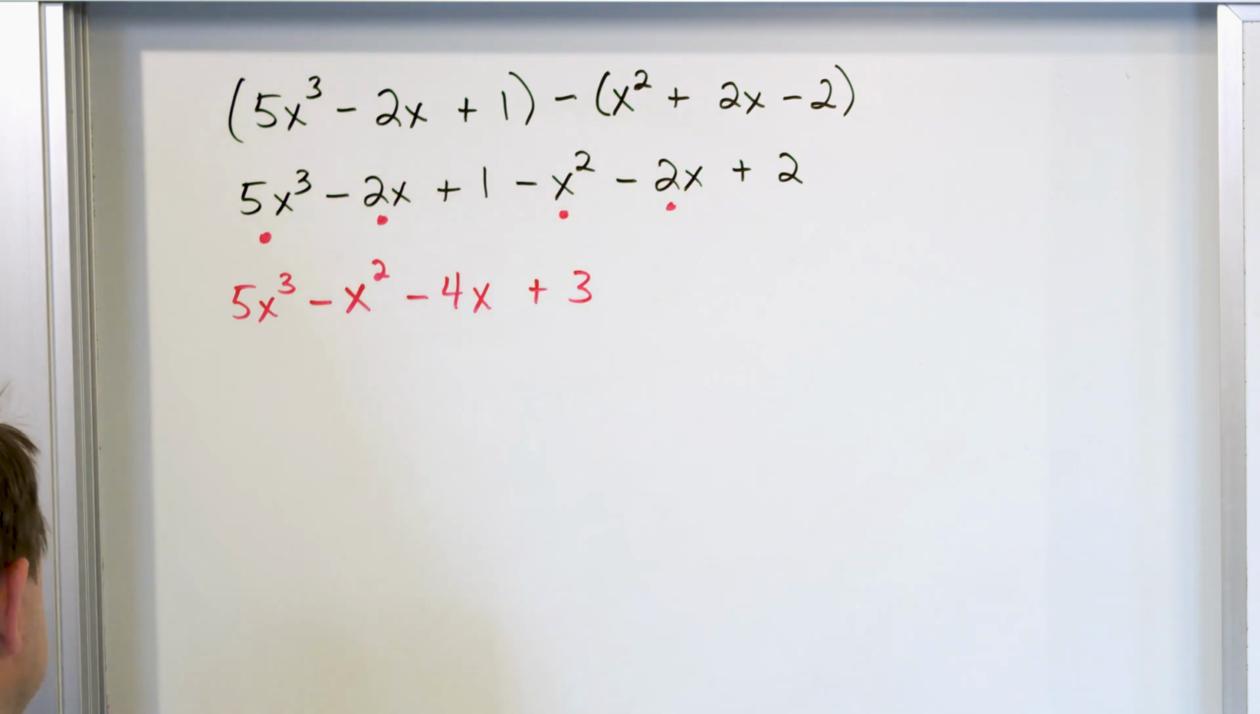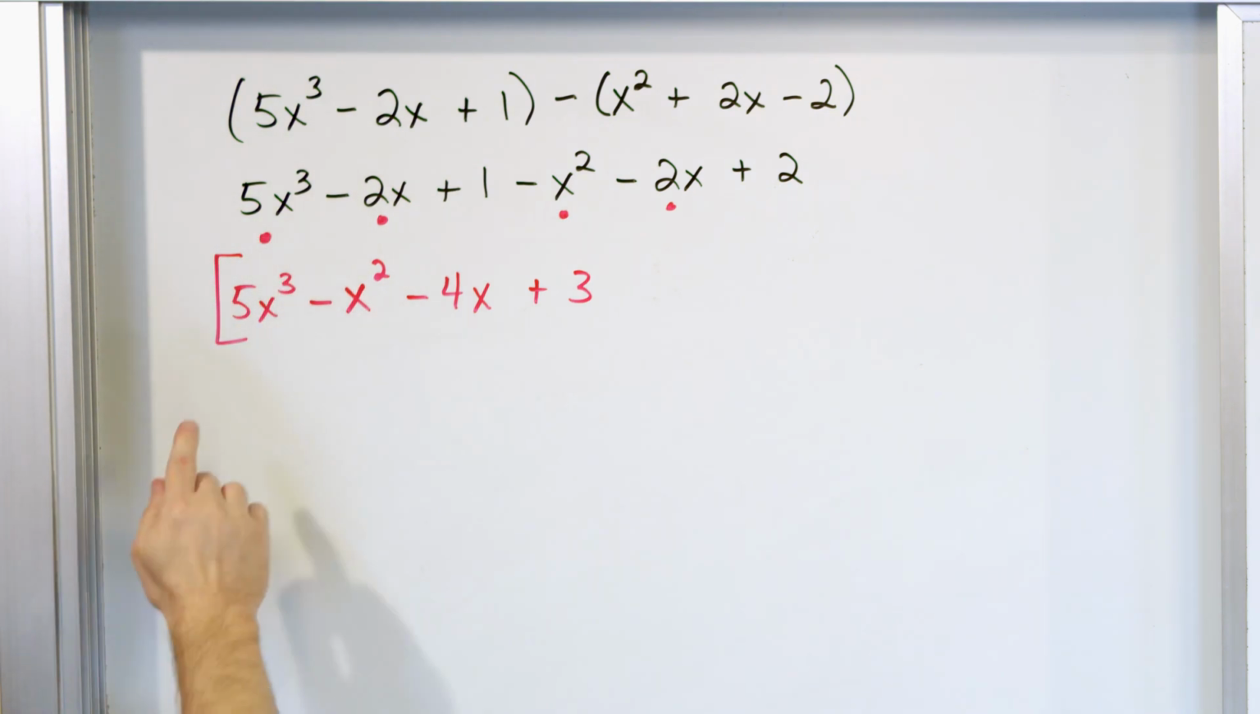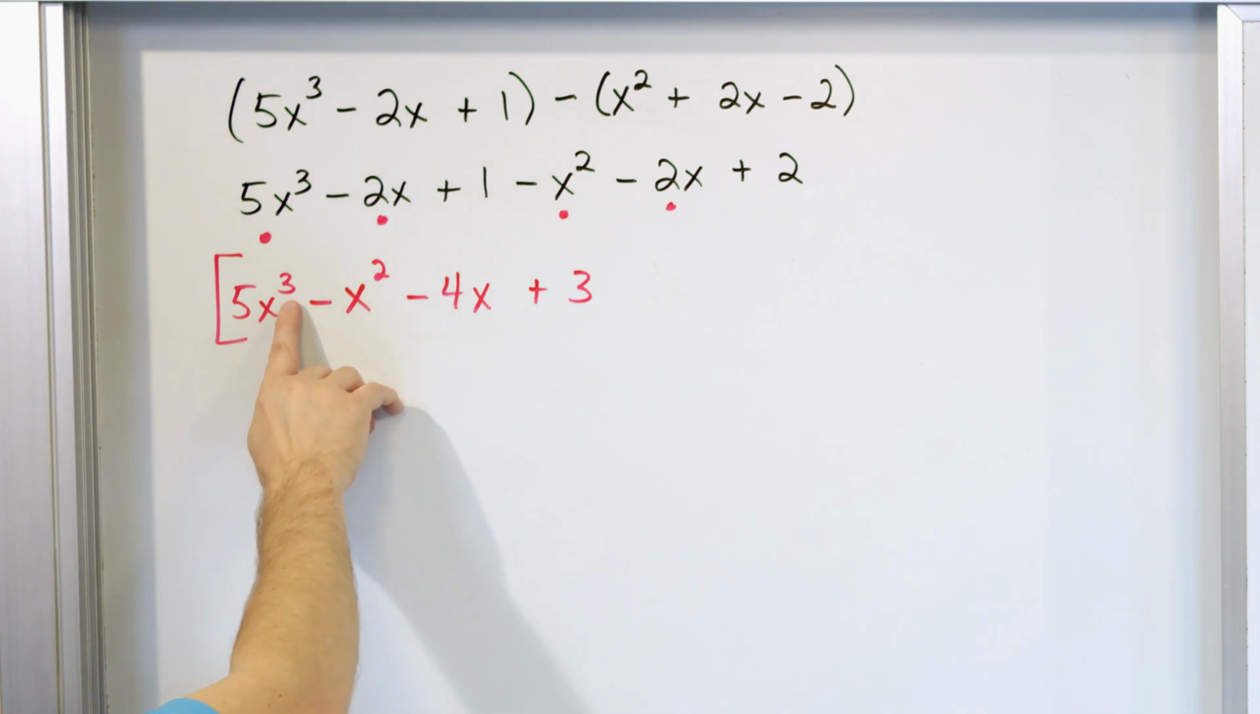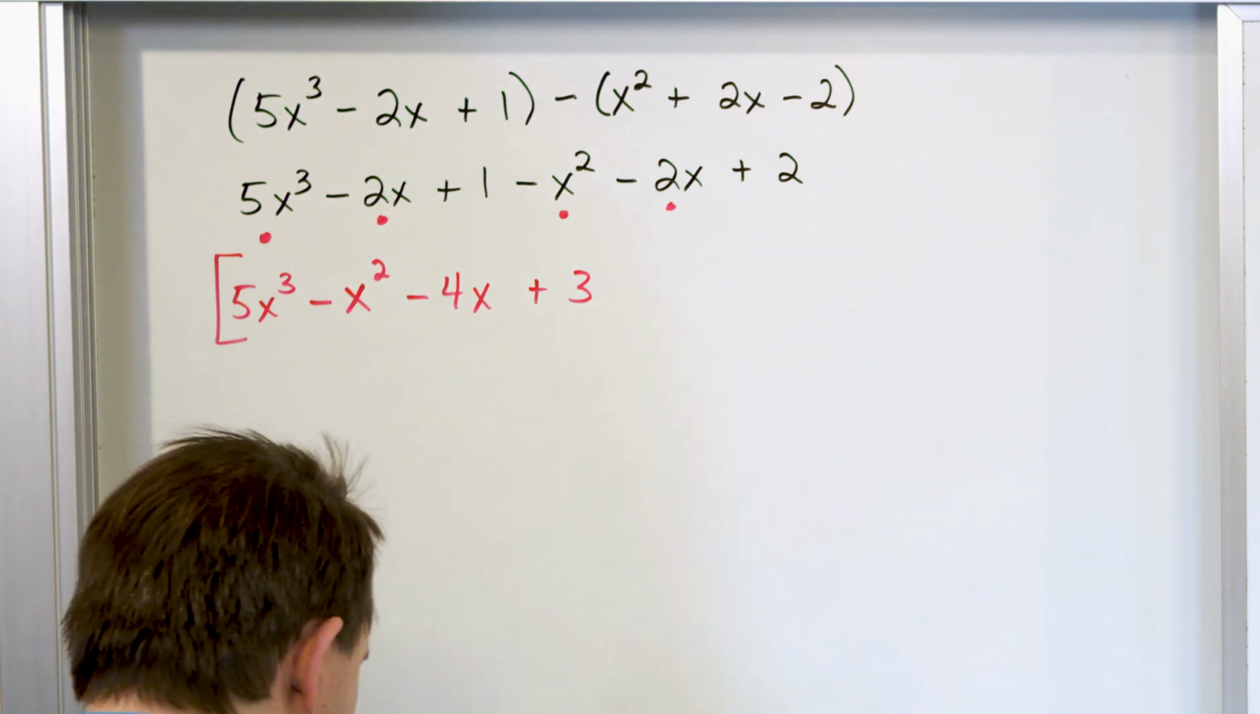Plus 3 here. So the answer is 5x cubed minus x squared minus 4x plus 3, and that's the final answer. Generally you want to write it in descending values of powers of x. So here's the x cubed, the x squared, the x to the first, and then your constant, you just put it off at the end.